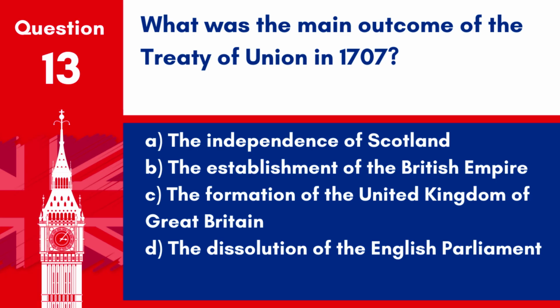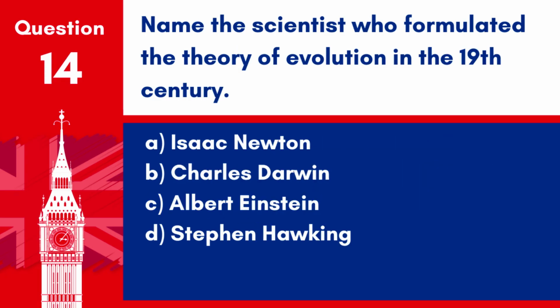Answer C. The formation of the United Kingdom of Great Britain. The Treaty of Union in 1707 united the parliaments and crowns of England and Scotland into one, forming the United Kingdom of Great Britain. Question 14. Name the scientist who formulated the theory of evolution in the 19th century.